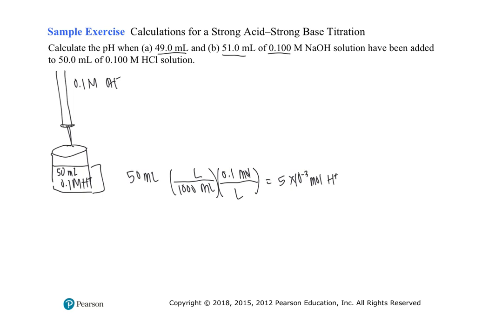So after adding 49 milliliters, let's do A first. For A, I have 49 milliliters of sodium hydroxide, which is my hydroxide. And so I need to get that into liters.